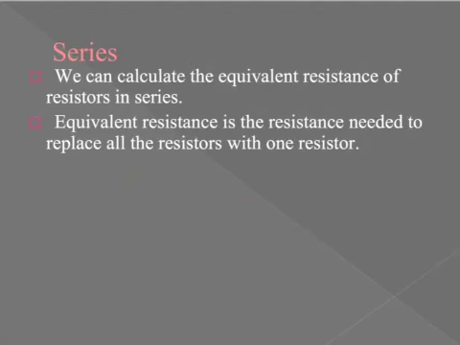With series, we can also calculate the equivalent resistance of resistors in series. An equivalent resistance just means the resistance needed to replace all the resistors with one resistor. So if we took our example with the two resistors, and then we turn that into something that is going to be equivalent. If this is R1 and R2, then we would turn it instead into something like this, where we just have one resistor, and this is the equivalent resistance.